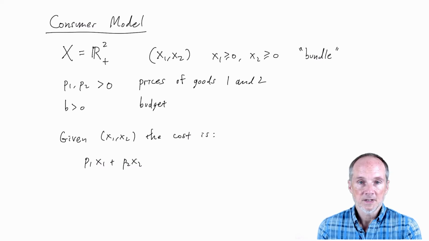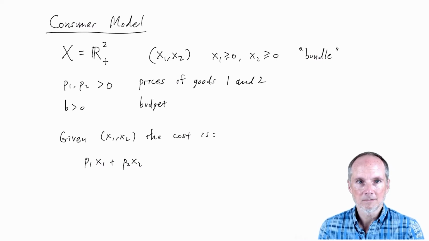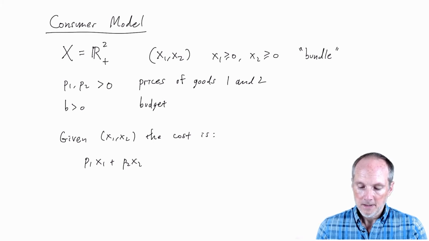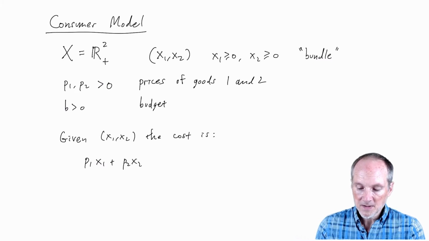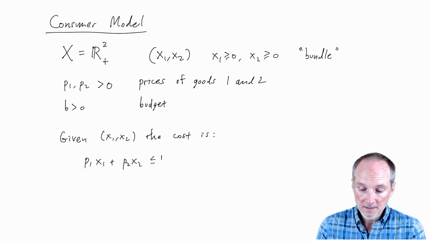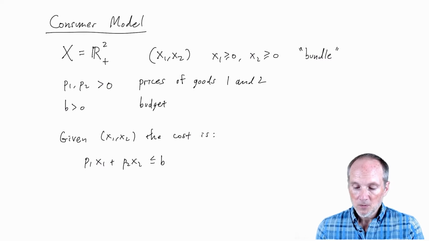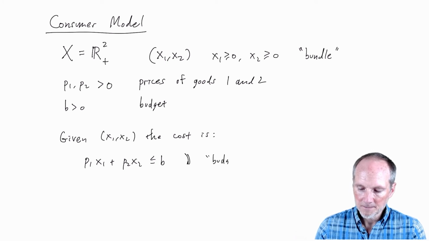Because of this budget, we're going to assume the consumer can't borrow or pull out their credit card. So the amount spent has to be within the consumer's budget. Okay. So this inequality here is called the consumer's budget constraint.